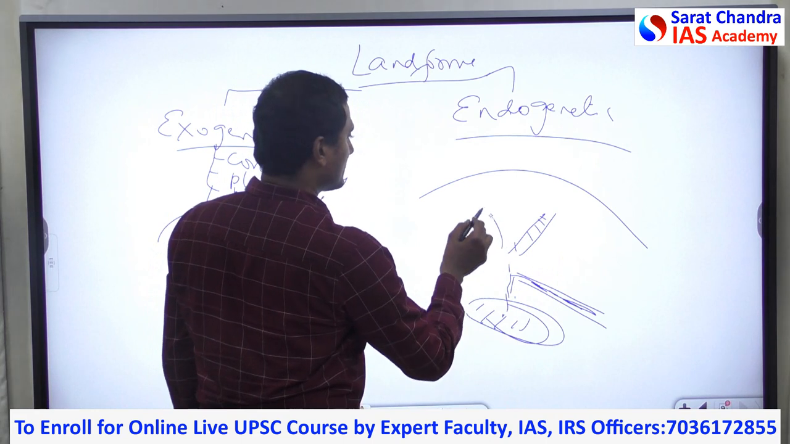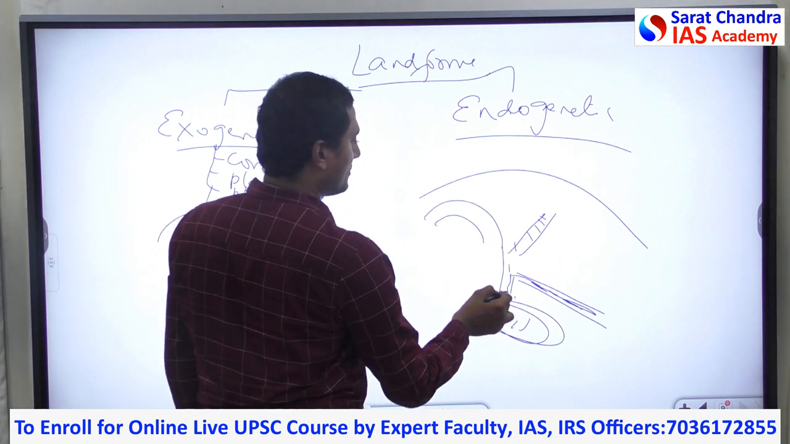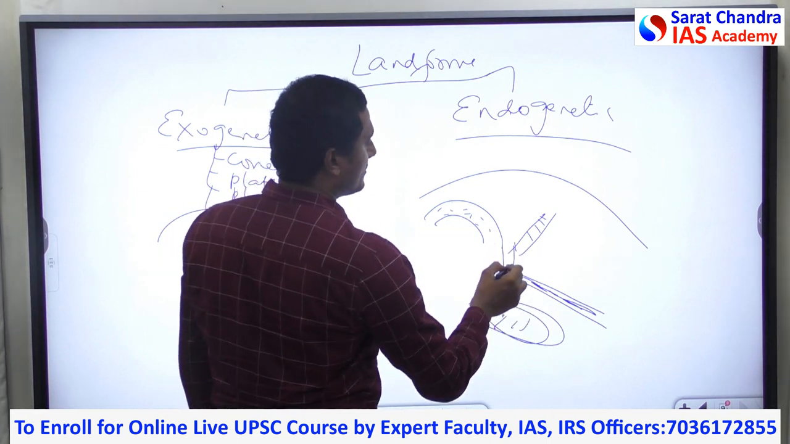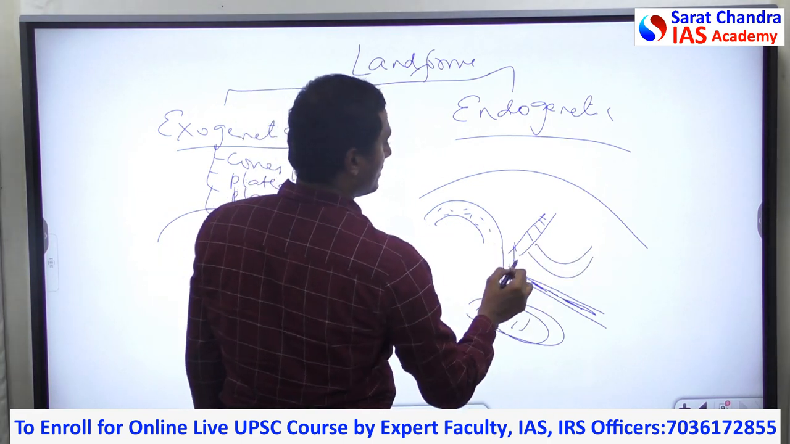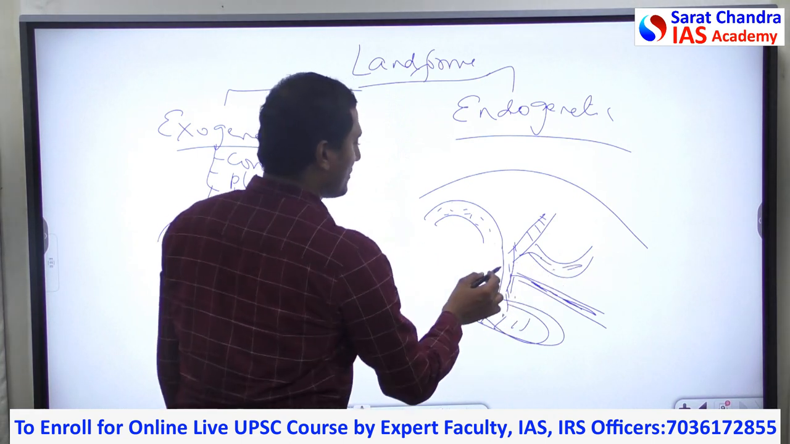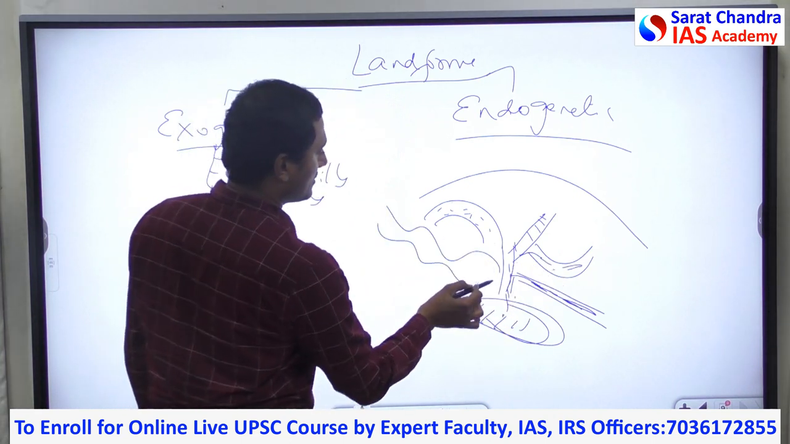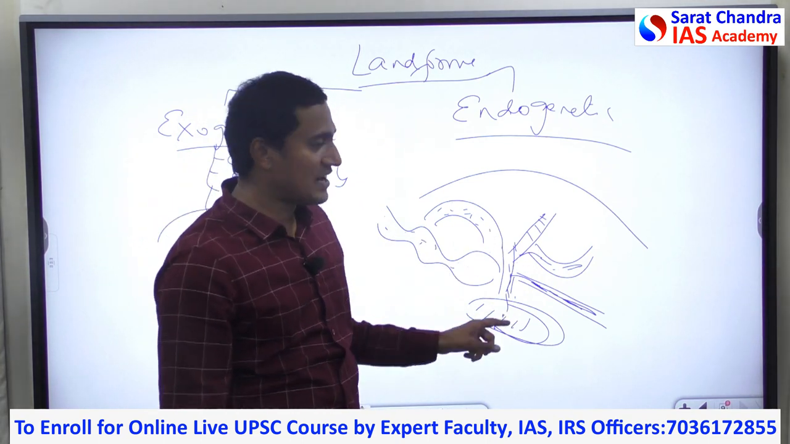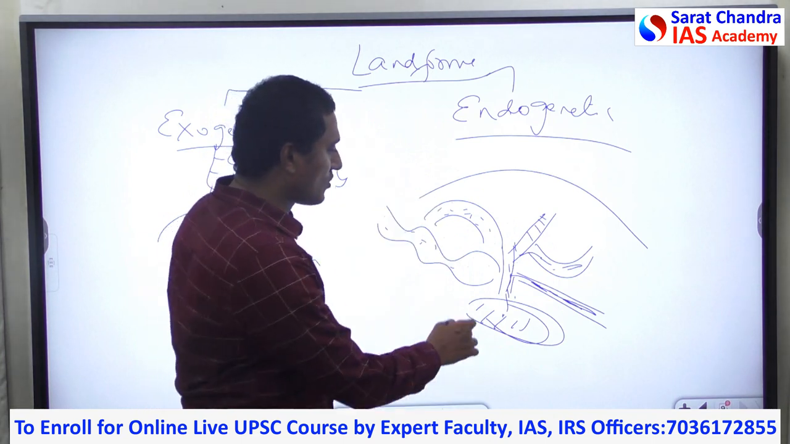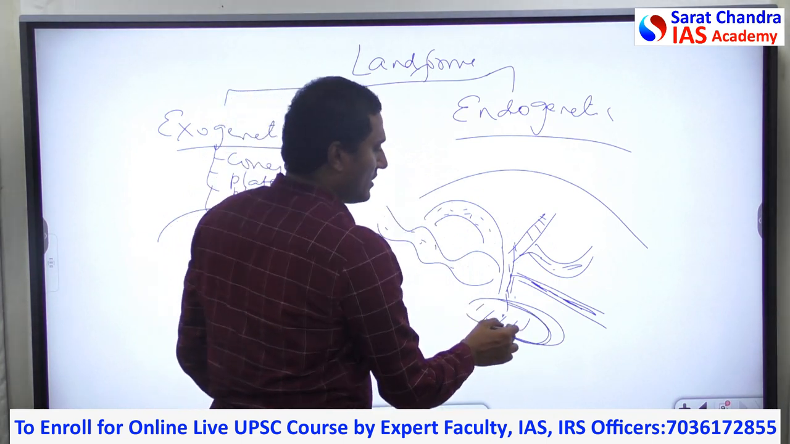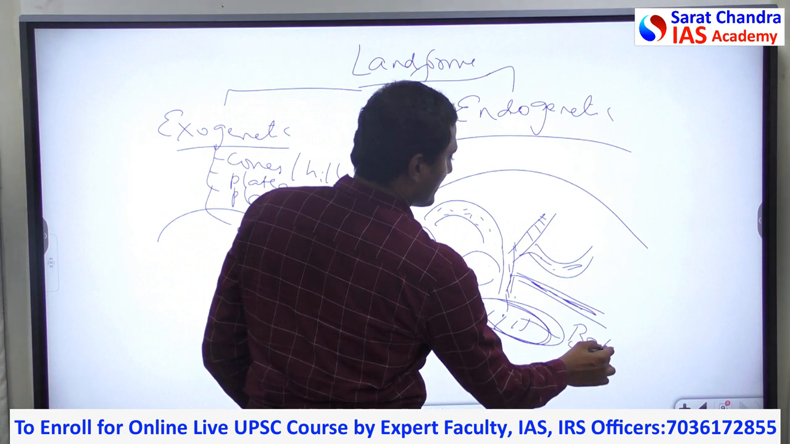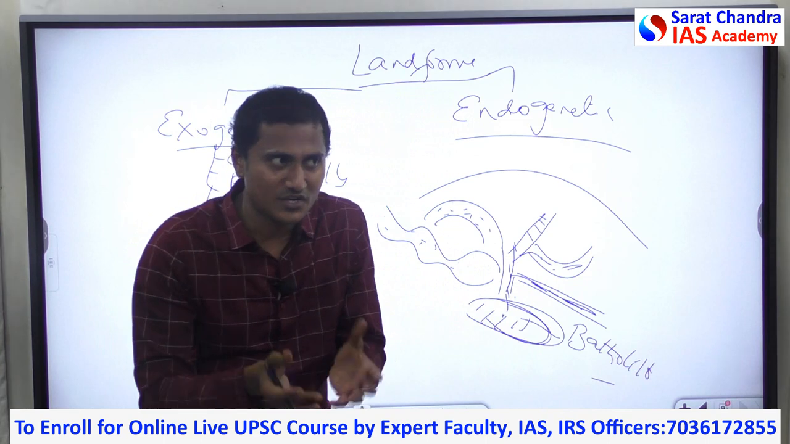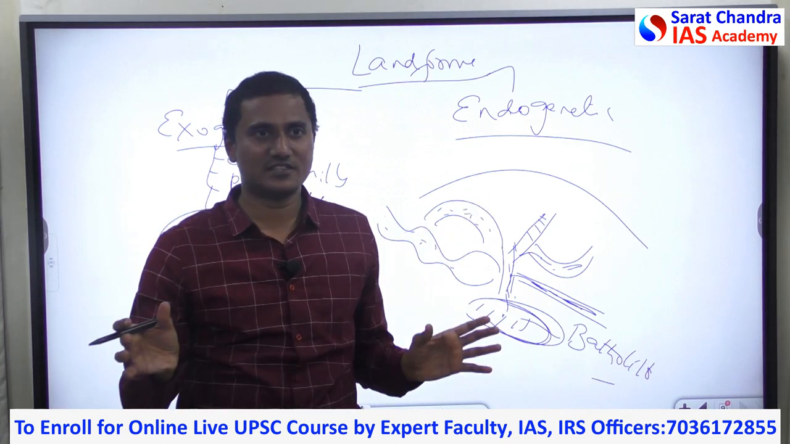Some magma, after coming up, will just stay here. Some magma after coming up from here will stay like this. Some magma, you are thinking that I am drawing some nonsense, no? Okay. So like that, these are the landforms inside the earth. So this is called magma chamber, also called batholith. It is called batholith if it is solidified into a single large rock.